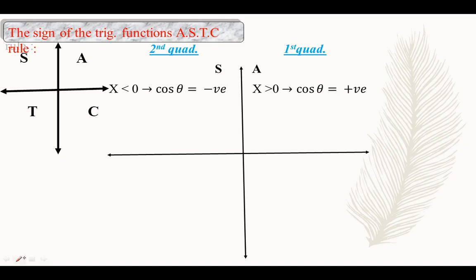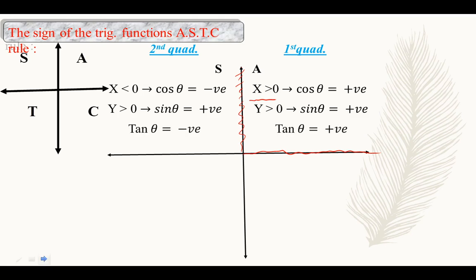In the first quadrant, x is positive, which means x is bigger than 0, and y is also positive. X means cosine, so in the first quadrant cosine theta is positive, and y bigger than 0 means that sine theta is also positive. Tan theta equals sine over cosine, positive divided by positive, so it is also positive. So in the first quadrant, all the trigonometric functions are positive. So we will write A: all the trigonometric functions are positive.